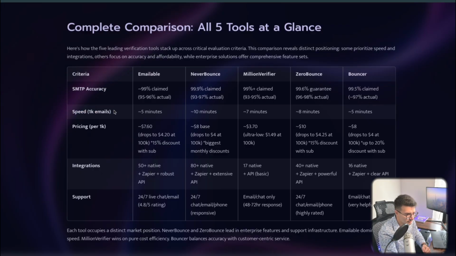We tested this for 1,000 emails, right? Emailable claims they're the fastest, and it came in at just about 5 minutes. NeverBounce took the longest at about 10. Million Verifier is about 7 minutes. Zero Bounce is about 8 minutes. And Bouncer is about 5 minutes. So Emailable and Bouncer came in at the fastest time, Million Verifier and Zero Bounce smack in the middle, and NeverBounce taking the longest.